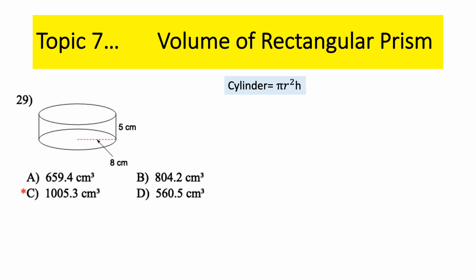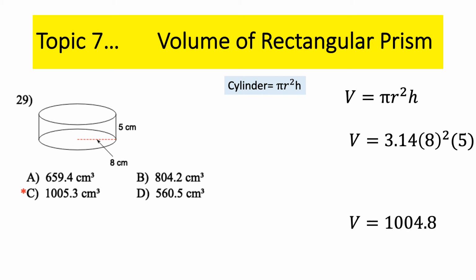Cylinder, the formula for volume is pi r squared h. So I need the height, that's the distance between the two bases, the two circles, and I need the radius of the circle. The radius here is 8, and the height is 5. Notice where I put those numbers. If you flip-flop those numbers, you will get this wrong. 3.14 for pi. Order of operations says exponents first. 8 squared, it's not 8 times 2, it's 8 written twice. 8 times 8 is 64. 64 times 3.14 times 5, it's a really big number.